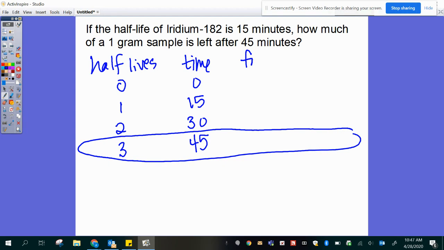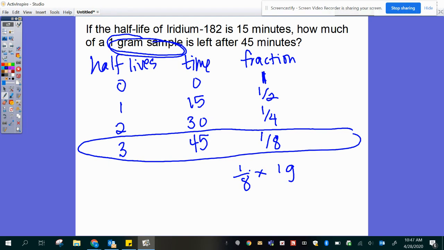So we'll have the fraction of the sample. It's going to be 1, okay? After that first half-life, there'll be half of it left. After that second half-life, half of a half is 1/4, and then half of a fourth is 1/8. So there'll be 1/8 of it left. So if we start with a 1 gram sample, 1/8 times 1 gram is 0.125 grams.